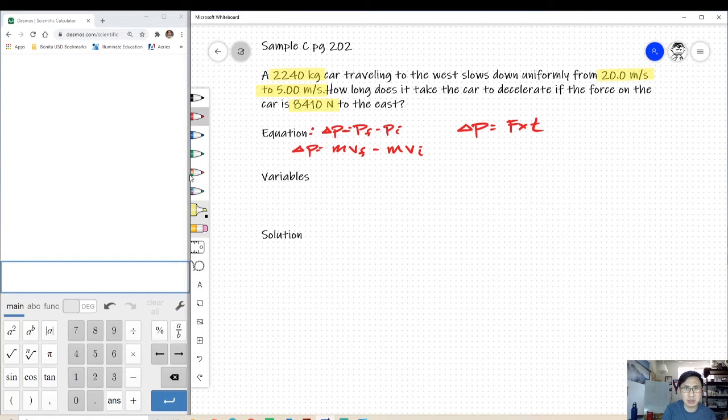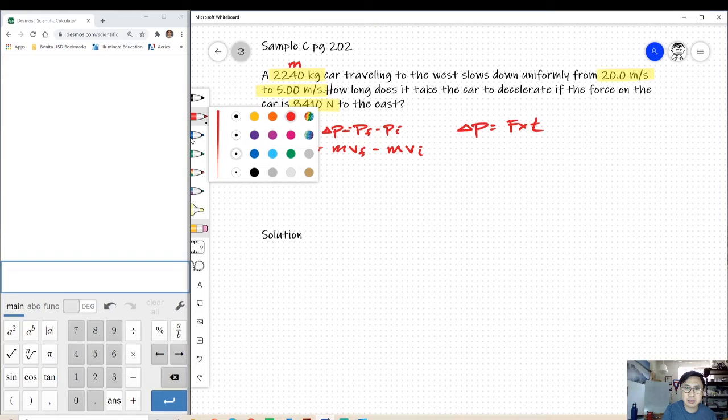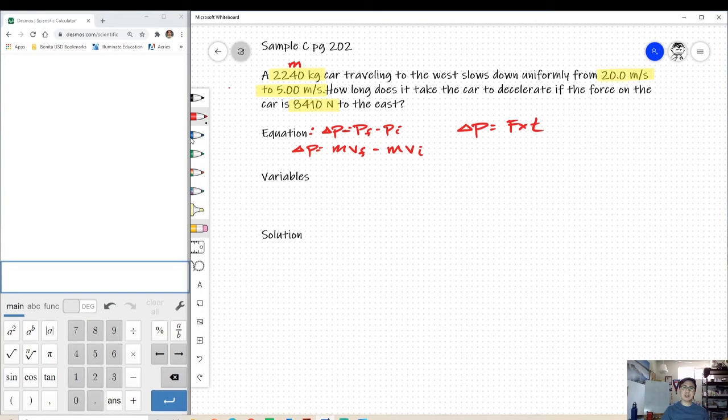So let's label these. So 2240 kilograms, that's obviously a mass, right? And then 20 meters a second, is this the beginning velocity or the ending velocity? It's the beginning velocity. So we're going to call this V initial. This is going to be our V final, our final velocity. And this is in newtons, 8,410 newtons. This must be our force. So the variables are taken care of. So let's go through our solution.